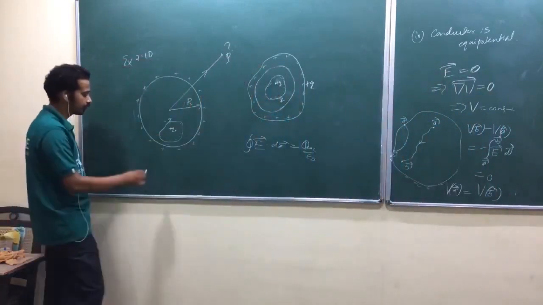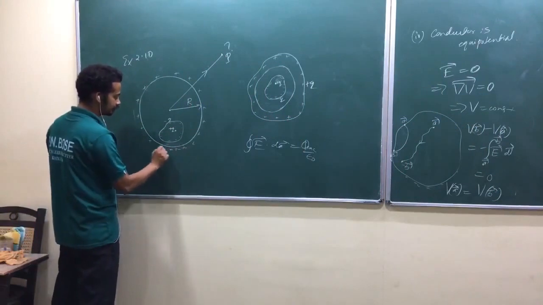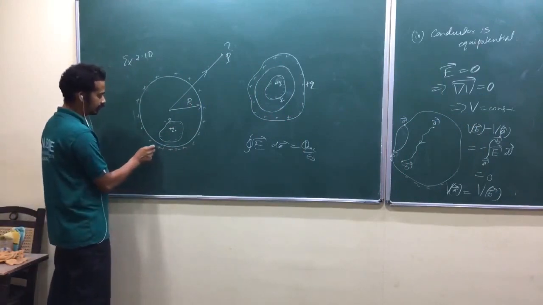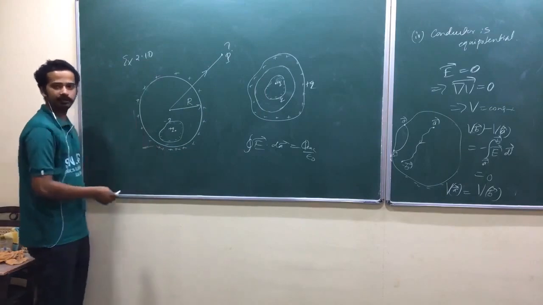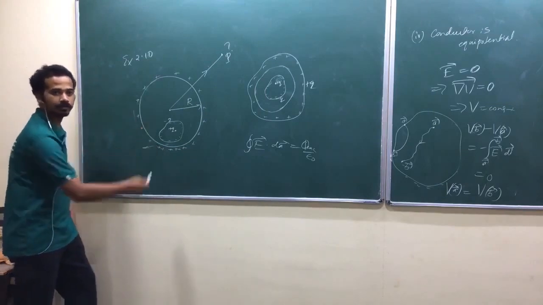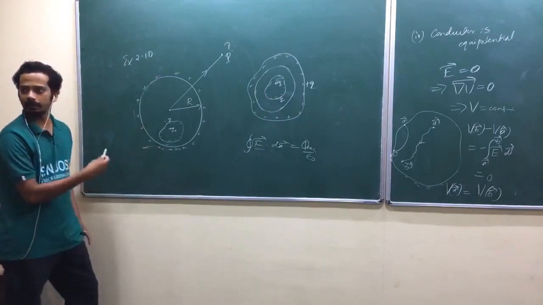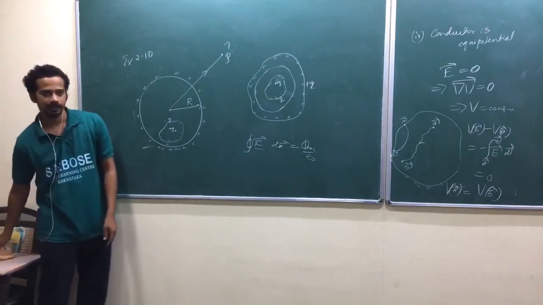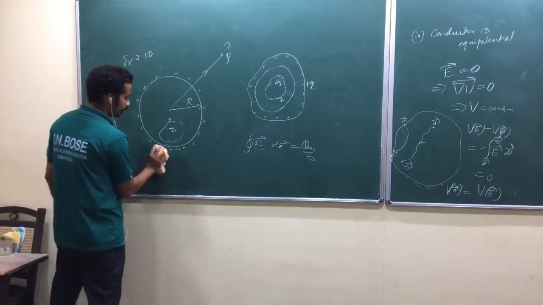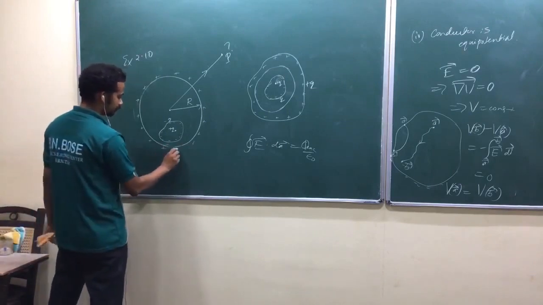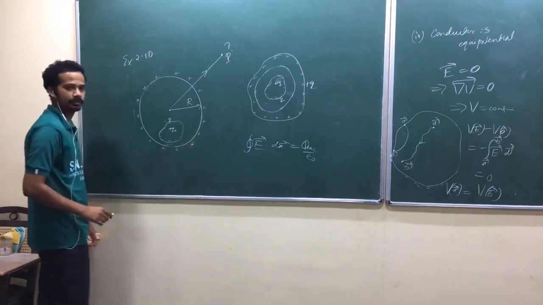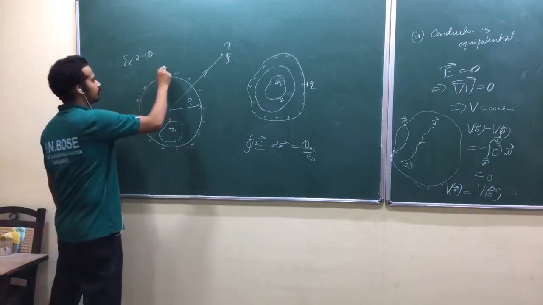If you are feeling that there are more charges here, suppose, then what would happen? Somewhere here you will get a parallel component of the electric field, parallel to the surface. The conductor will always avoid that. Is that okay? So that's why on the outer surface there will be a uniform distribution of positive charges. And the net charge should be plus q. Am I right?